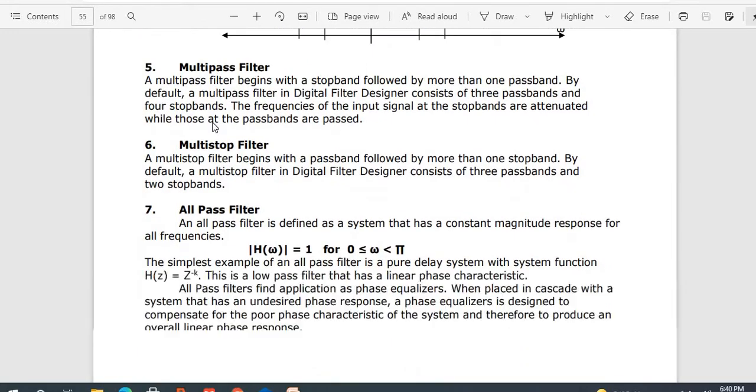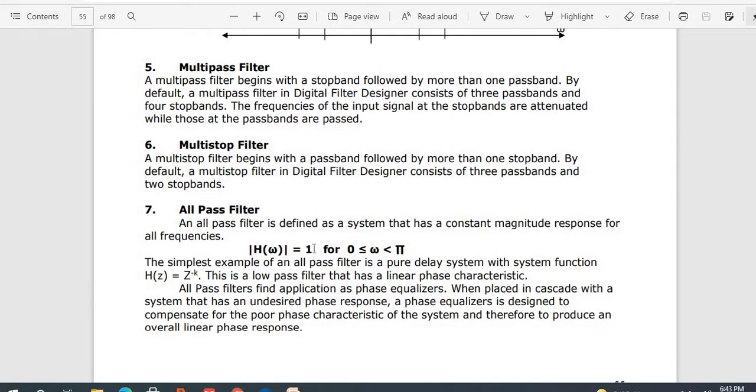Next, if you take the vice versa, then it needs to be multi stop band filters. What is a multi stop band filter? Multi stop band filters start with a pass band followed by one or more stop bands. By considering this, we can say that it is a multi stop band filter.